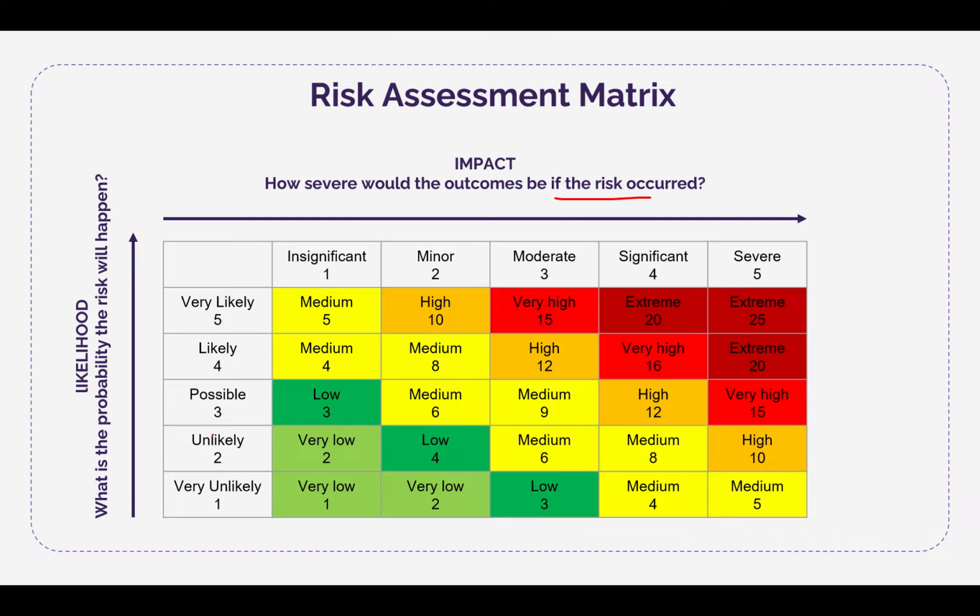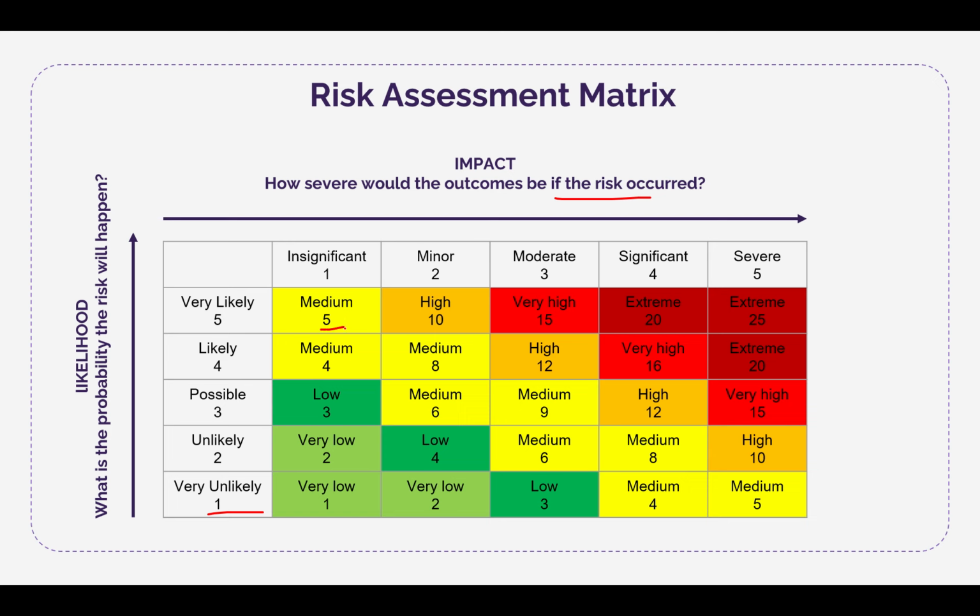And then there are 5 degrees from the likelihood, from very low likelihood, very unlikely, until very likely. It has its own magnitude or point, 1 until 5. Similarly, on the impact, it's from significant until severe.